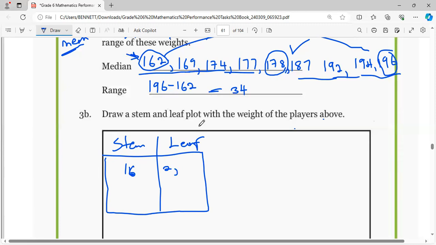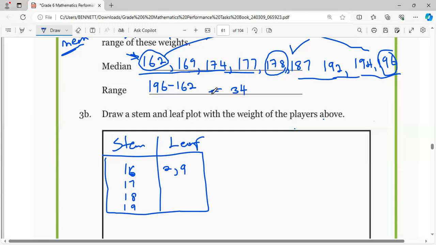Sir, for 169, do we need to write 16 again? No, sir, only the 9. So that's 2 and 9. We write the first two digits, then their last digit. So we need 17, 18, and 19, and then we just put on the numbers.